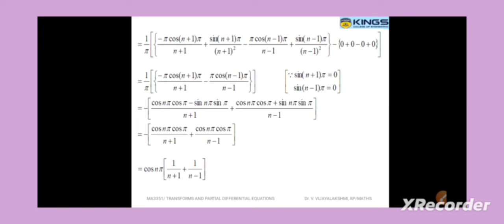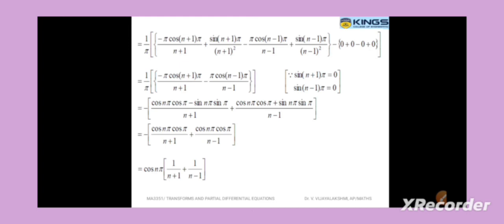And for the first one, we have a factor sin n pi sin pi. Sin n pi value is 0, so the second factor equals 0. And the fourth one is also 0 because we have the factor sin n pi sin pi. So these two terms are 0. So we get cos n pi cos pi divided by n plus 1 plus cos n pi cos pi divided by n minus 1. So cos n pi cos pi is common.